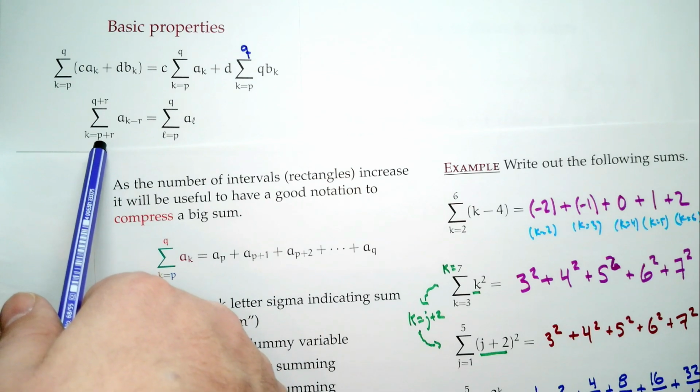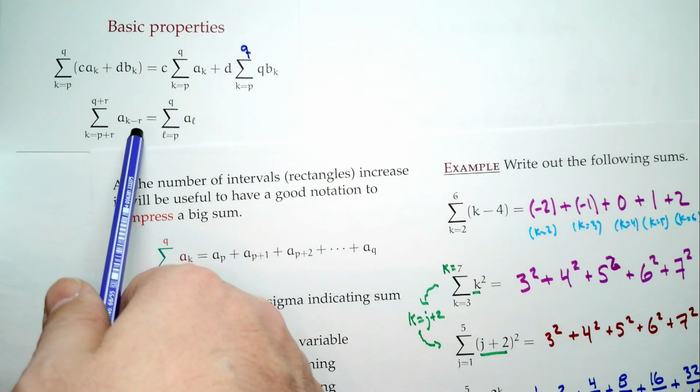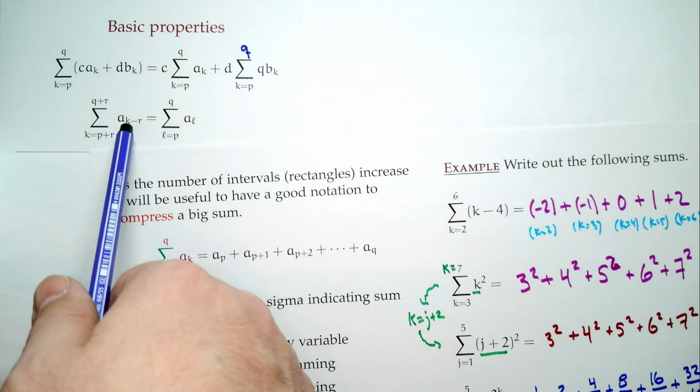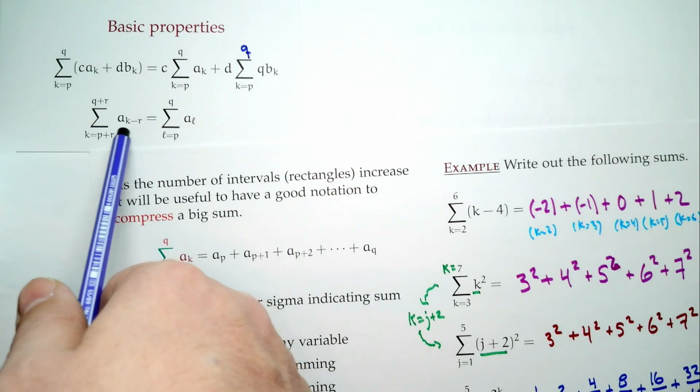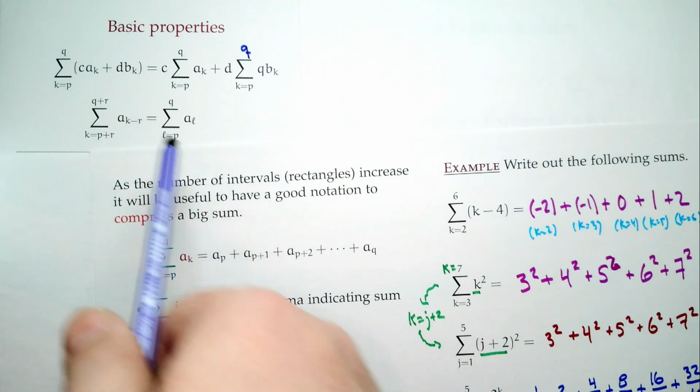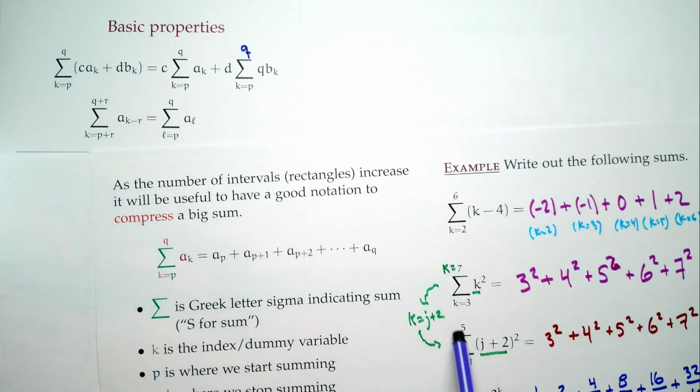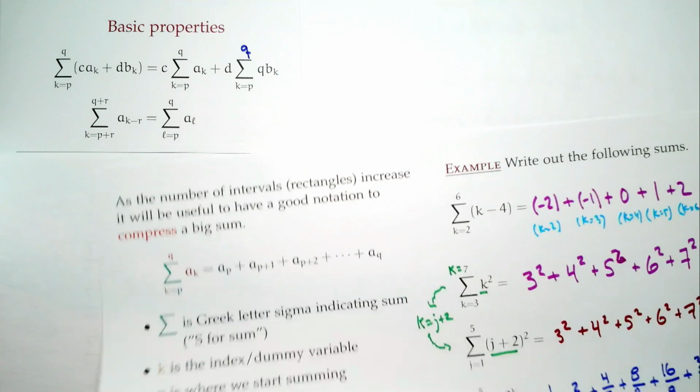If you plug in here, you have p plus r minus r, which means you start at a sub p, and you go until you get to a sub q, because it's q plus r minus r. So these are just a change of index, like we talked about here.